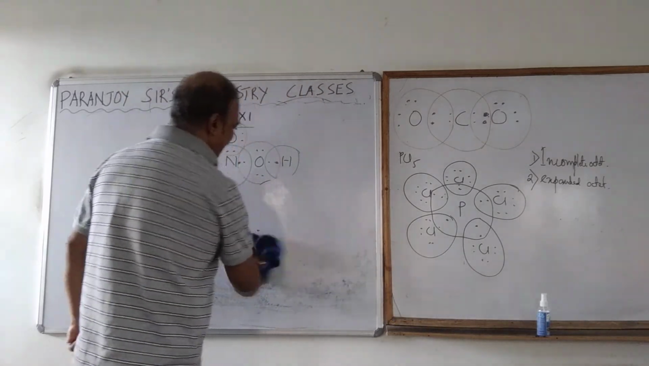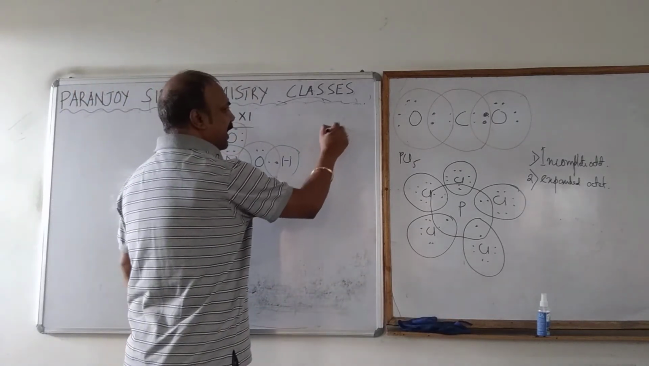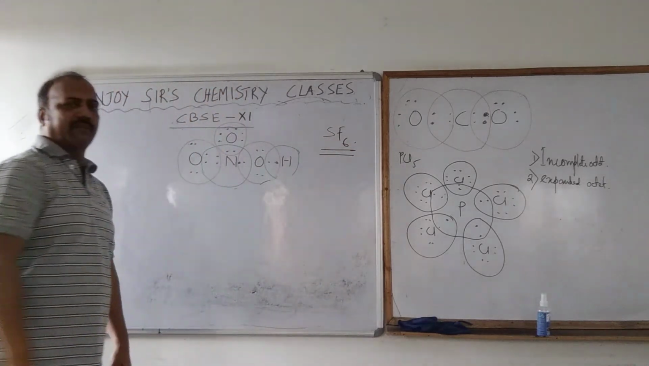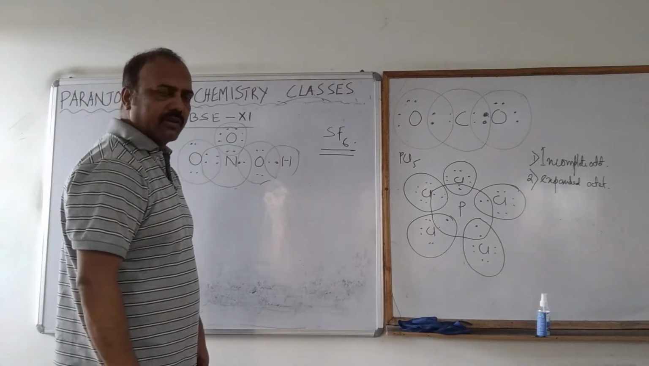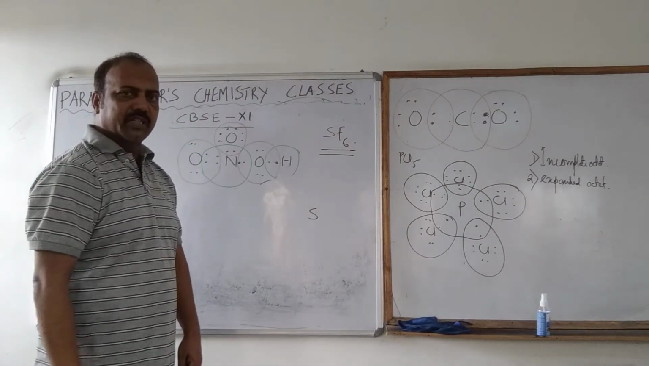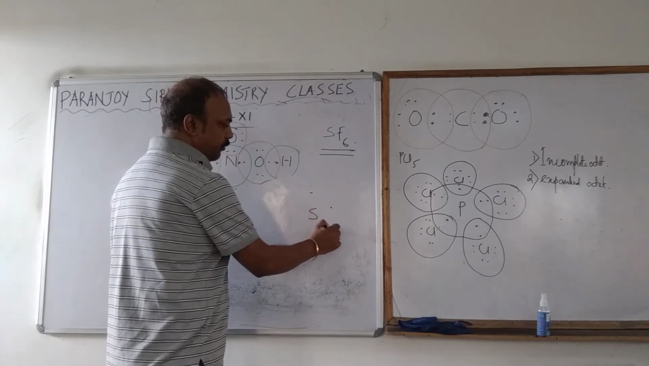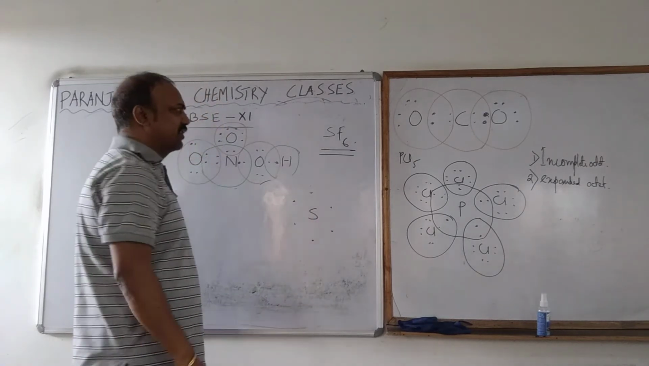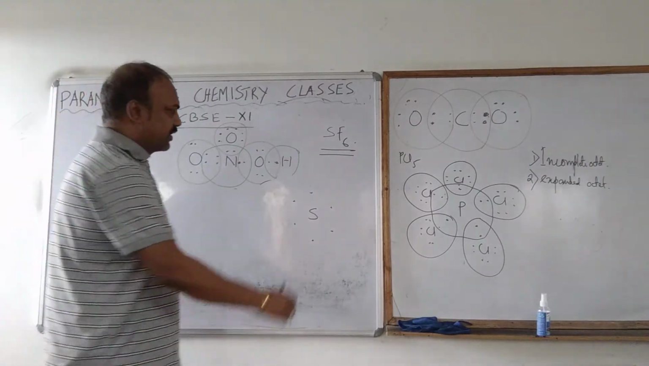Okay, I'm taking one more example of a stable compound, and that is SF6, sulfur hexafluoride. This is also a stable compound. Let us try to draw the Lewis dot structure of it. Sulfur has 6 electrons in its valence shell: 1, 2, 3, 4, 5 and 6. There are 6 fluorines which have 7 electrons each in their valence shell.